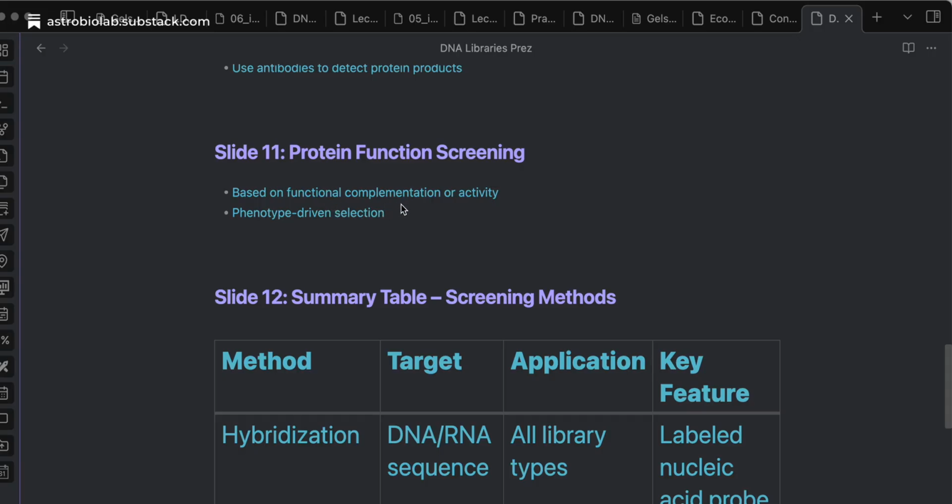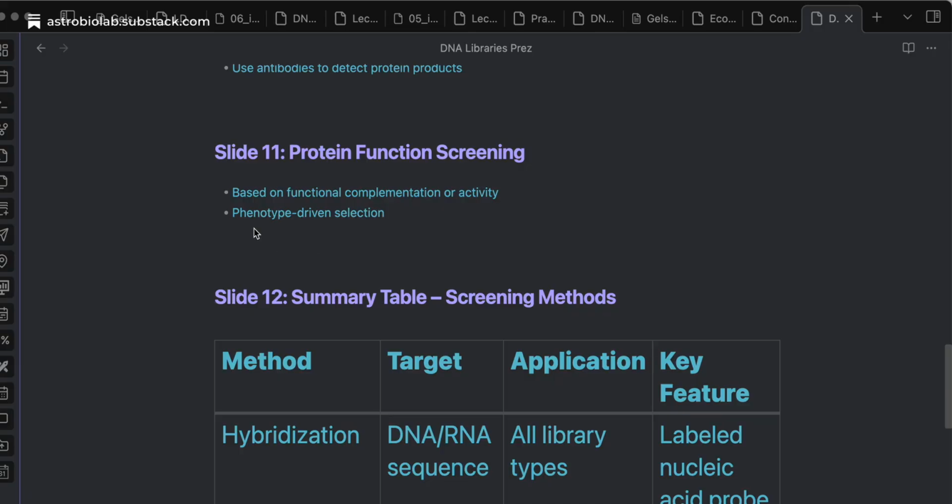So you look for the activity of an enzyme, and in the case of phenol red, that is an indicator that we use. If you have the activity of a lipase, for instance, it might make a mark in your library. I'll show you some examples of what functional screens look like, but basically, they're phenotype-driven selection.